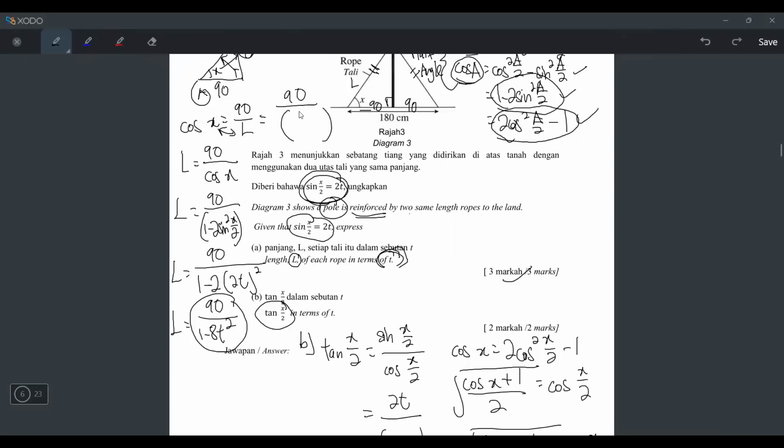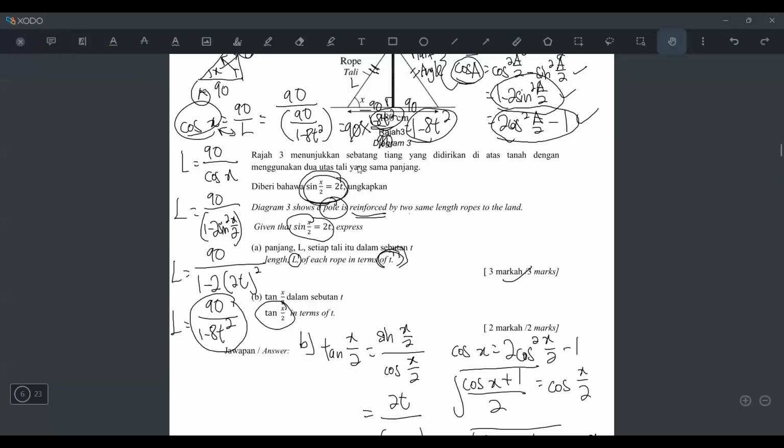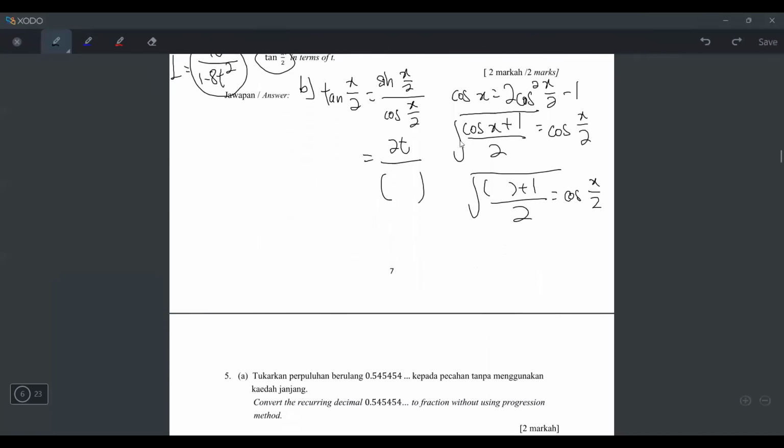So if I want it in terms of t, I will write 90 over L, but I already know L is this. So 90 divided by 90 over 1 minus 8t square, which is also the same as 90 times the flipped fraction. So 1 minus 8t square over 90, and then the 90 and 90 cancel, you are left with 1 minus 8t square. It means this is cos x, right? So cos x is actually 1 minus 8t square. So I will just write here 1 minus 8t square. And then 1 plus 1 is 2, right? So it will be square root of 2 minus 8t square divide 2.